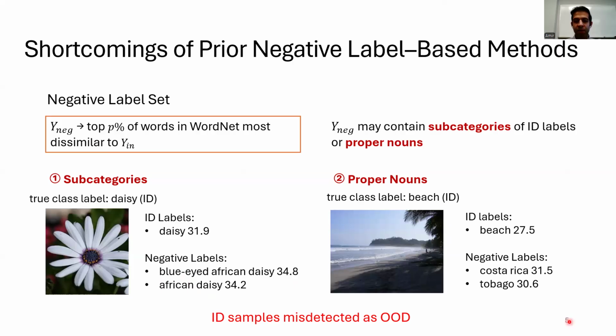Another issue comes from proper nouns. Some proper nouns can be wrongly associated with ID images. For example, this beach image is incorrectly associated with Costa Rica, a proper noun, despite the image not actually being from Costa Rica. This again leads to the misdetection as OOD.